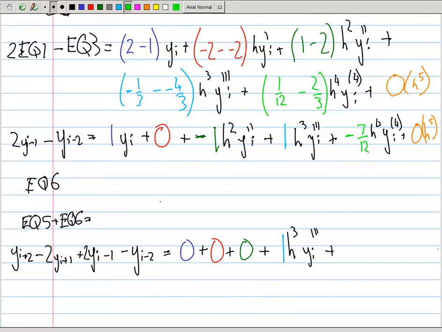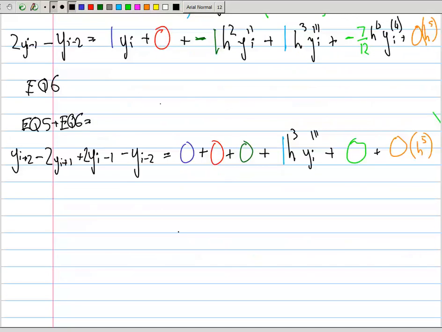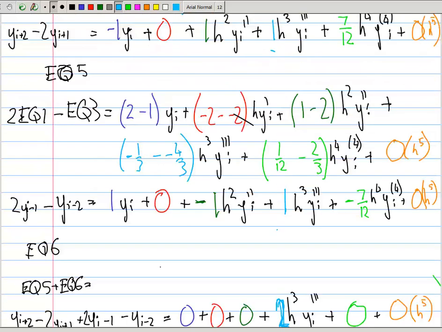Everything ends up cancelling out, except for our term we want. And finally, let's not forget our O(h to the 5) term. Remember, it's unaffected by constants. Now, remember, we are looking to isolate the yi to the 3rd prime. So in doing that, we're going to divide through by the constant attached to it. Oh, sorry, I just noticed we had 1 and 1 in both, so that means we have a 2 over here, because we had the 1 here and the 1 here.